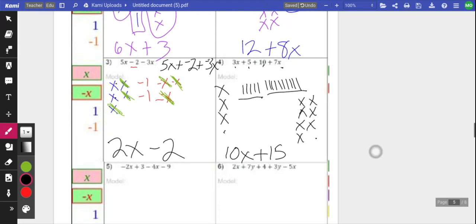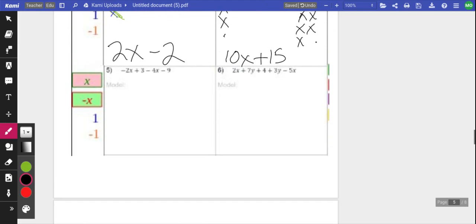Okay. All right, 2 more for modeling. We have a negative 2x plus 3. I'm going to add my opposite so I can clearly see that this is a negative 4x plus a negative 9.